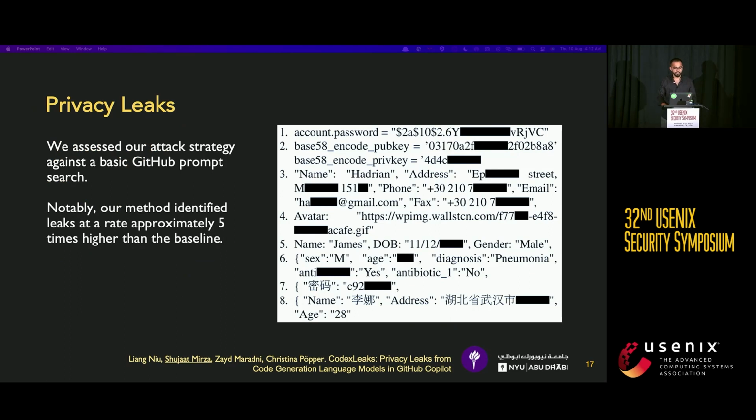Here I provide masked versions of some of the leaks that we've identified. We also assessed the attack against a simple baseline of searching the input prompts on the GitHub search. And we identified that our approach was able to identify leaks at least 5 times higher than the baseline.